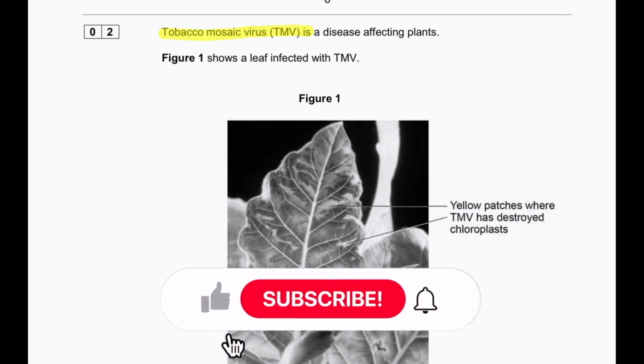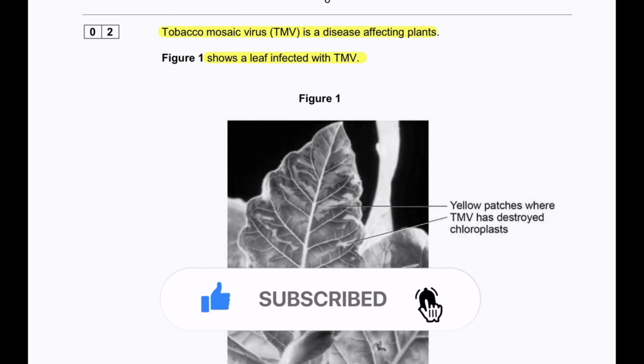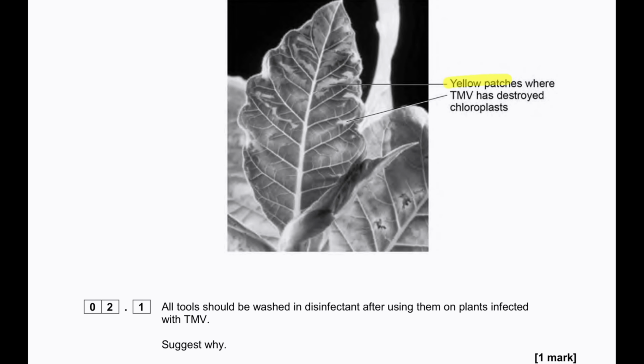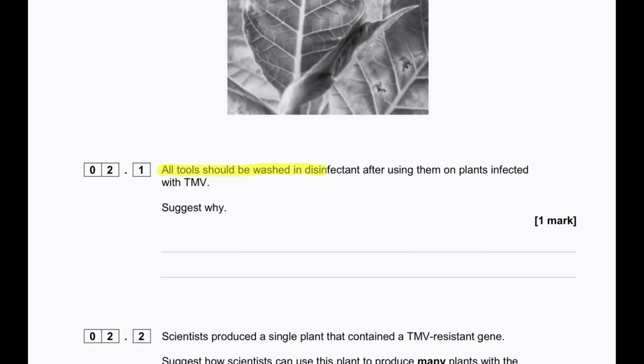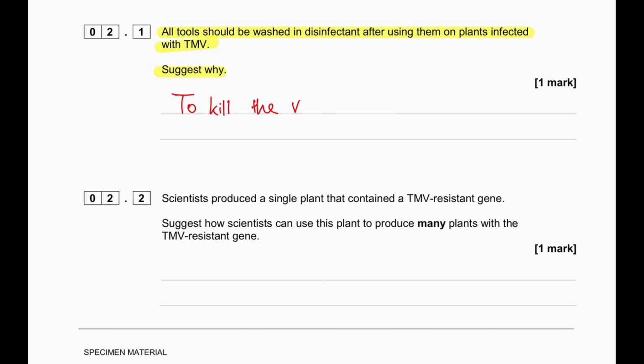Tobacco mosaic virus, TMV, is a disease affecting plants. Figure 1 shows a leaf infected with TMV. Yellow patches where TMV has destroyed chloroplasts. All tools should be washed in disinfectant after using them on plants infected with TMV. Suggest why. Since it is a virus, the purpose will be to kill the virus and to prevent the virus from spreading.